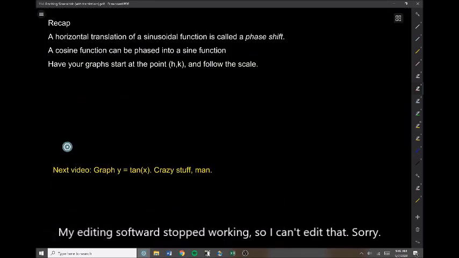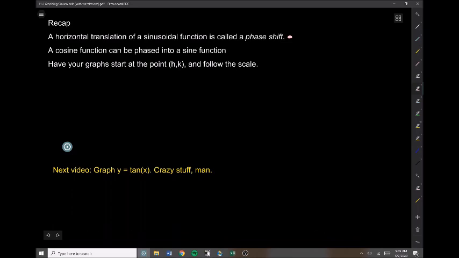Okay, a horizontal translation of a sinusoidal function is called a phase shift. That is the h value. A cosine function can be phased into a sine function. Didn't really talk about this, but if I have sine theta, I could take cosine theta and move it left 90. It becomes sine theta. I'll just do that real quick.